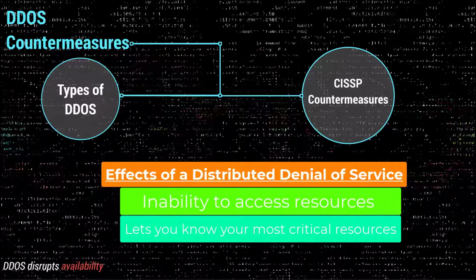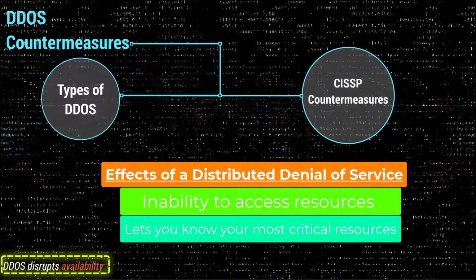Also, I just realized I called this video DDoS. It's actually called DDoS Countermeasures. I'm not going to go over DDoS in this video. DDoS attacks the availability of our systems, okay? Availability. One of the three core CISSP concepts to understand. The other two being confidentiality and integrity.